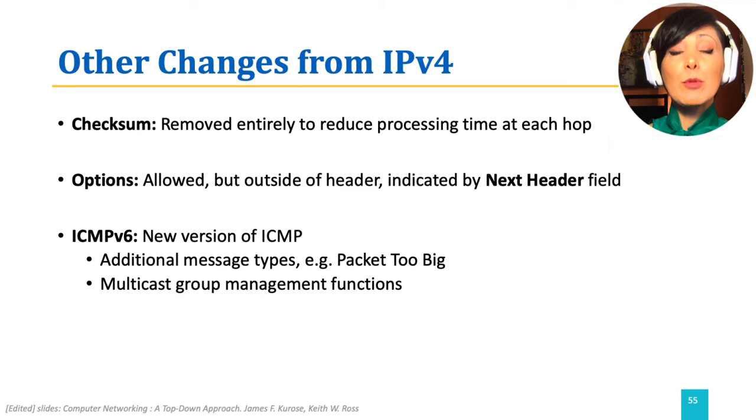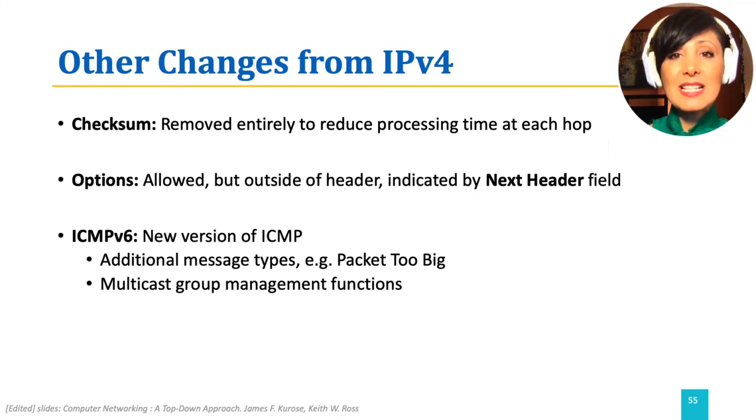IPv6 also removed the checksum field. This decision was made because the link layer and transport layer do checksumming, and this functionality in the network layer deemed redundant. Also, we said that IPv6 removed the options to have a fixed length 40-byte header.